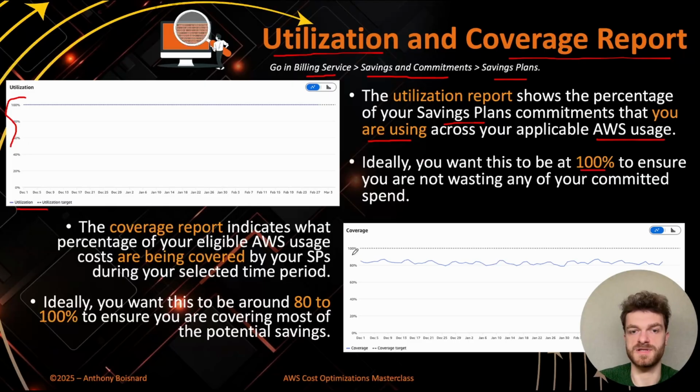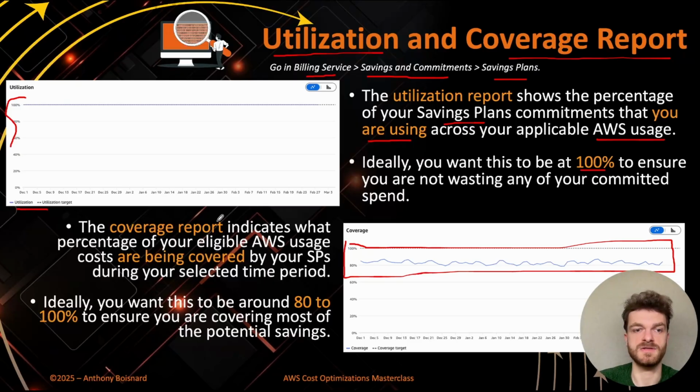Then the coverage report here. You can see I'm between 80 and 100% here. The coverage report indicates what percentage of your eligible AWS usage costs are being covered by your savings plans during your selected time period. And ideally, you want this to be around 80 to 100% to ensure you are covering most of the potential savings. It means that the rest of the percentage here are being paid on demand.